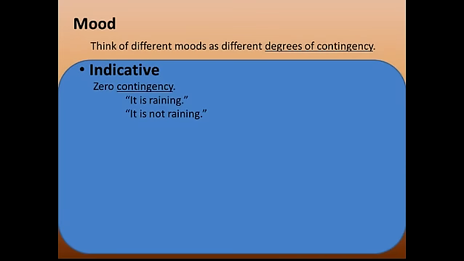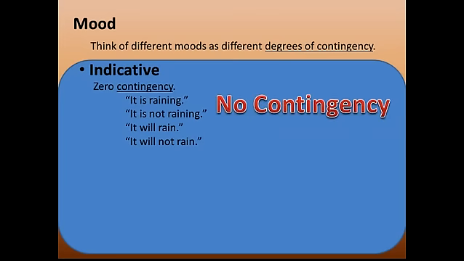That's the indicative mood. He is speaking as if it is a fact. It will rain. It's future tense here, but it's still the indicative mood. He is speaking as if this is a fact, no contingency. It will not rain, same thing. Indicative mood, no condition that has to be met as far as the speaker is concerned. He is just stating it as a fact. It will not rain. So that's what's characteristic of the indicative mood, no contingency.